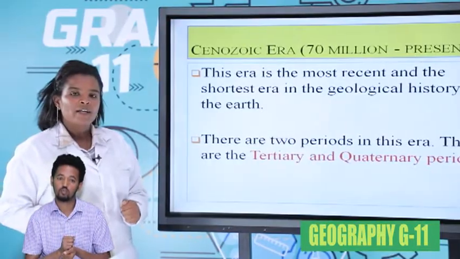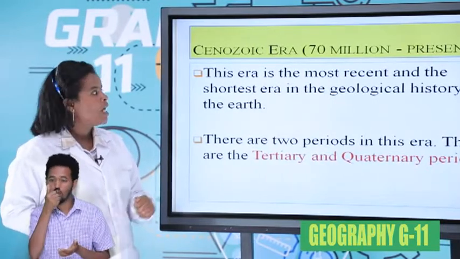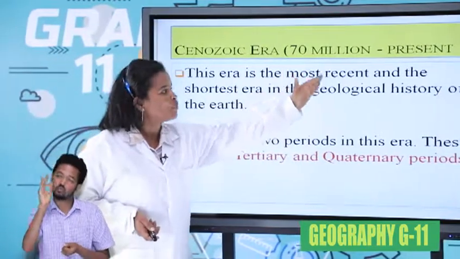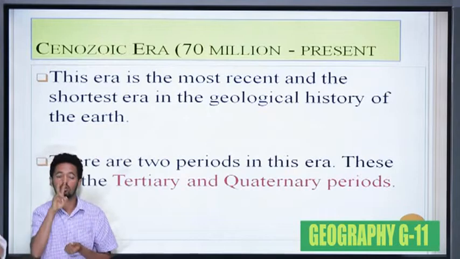The recent era is known as the Cenozoic Era. The age of the Cenozoic Era is between 7 million years up to present. There are 2 periods in this era.